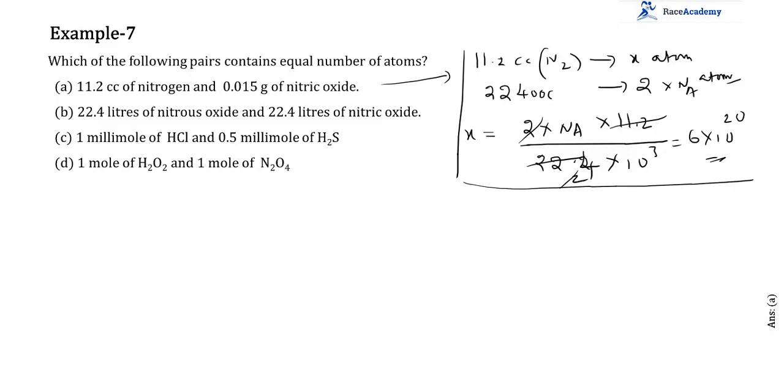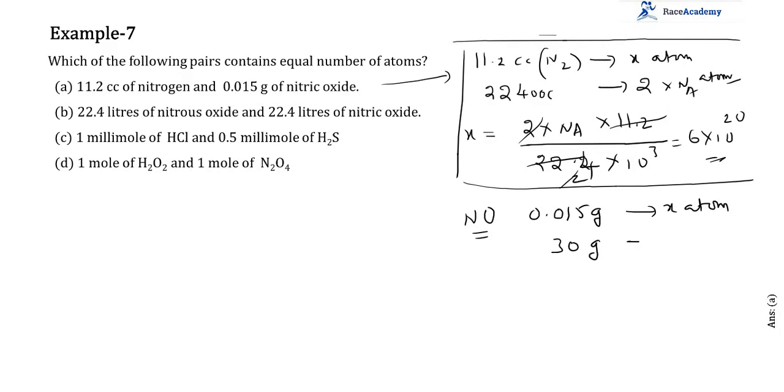Similarly, what about the nitric oxide case? Nitric oxide formula is NO, and they are giving 0.015 grams. In this we don't know how many atoms there are, so let us assume x atoms. But we know its molar mass is 14 plus 16, which is 30 grams. In 30 grams of this also, we have 2 into Avogadro number of atoms.